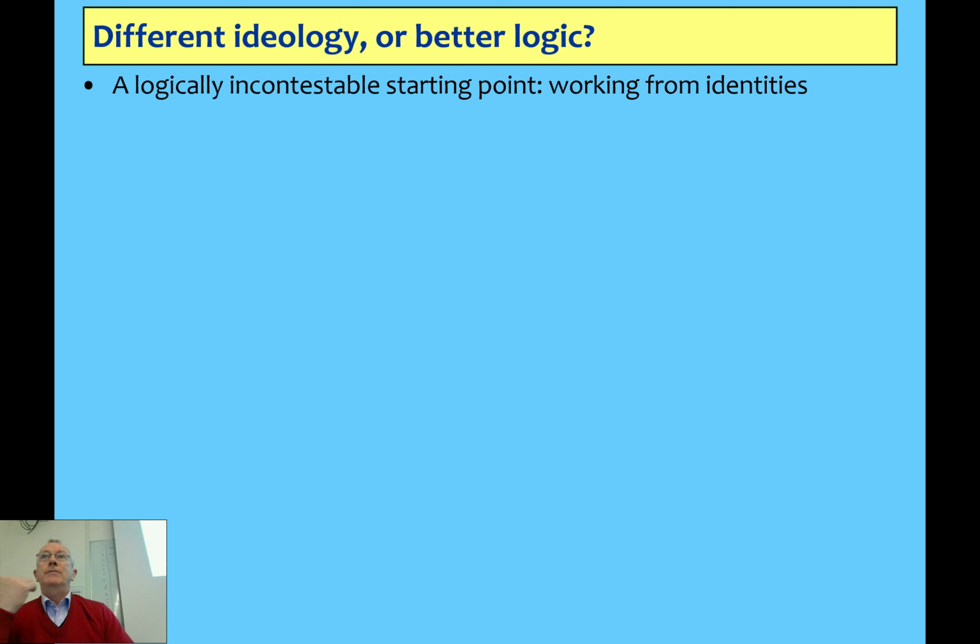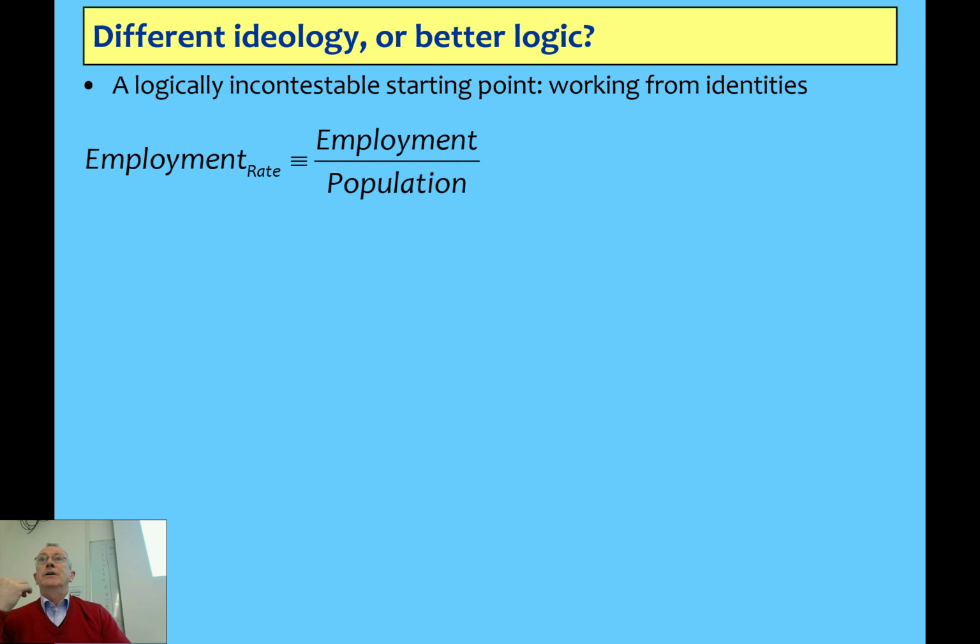Now, I want to pose that question by starting from the opposite end to the neoclassicals. Rather than starting from the micro and building up, I'm going to start from the macro and work down, but start from a set of identities. Nobody can disagree with this. Even Tony would have to concede this one if he were in the room.